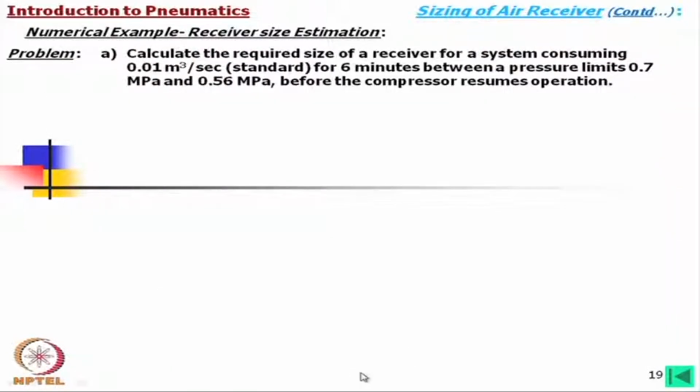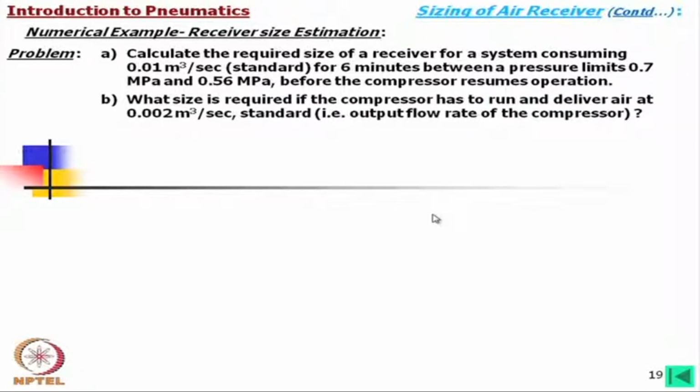So, again we consider another problem: calculate the required size of a reservoir for a system consuming 0.1 meter cube per second standard for 6 minutes between pressure limits 0.7 megapascal and 0.56 megapascal before the compressor resumes operations. That means this is the maximum limit where the compressor will be stopped, and this is the minimum limit when again the compressor will start. What size is required if the compressor has to run and deliver air at 0.002 meter cube per second standard?